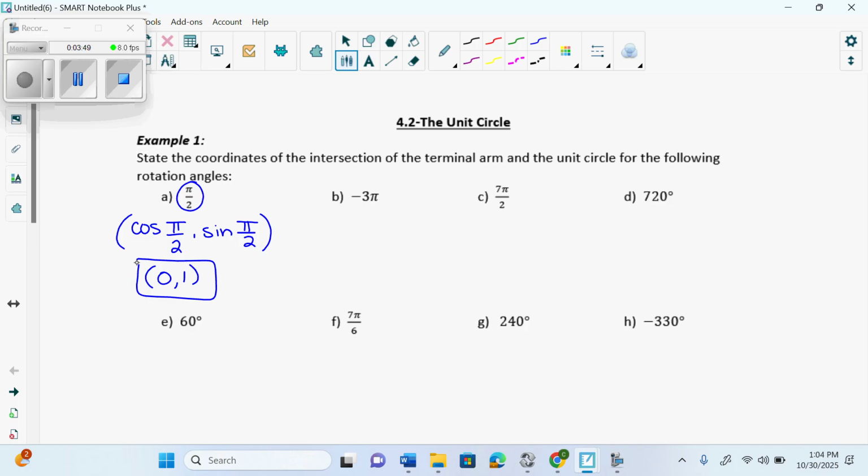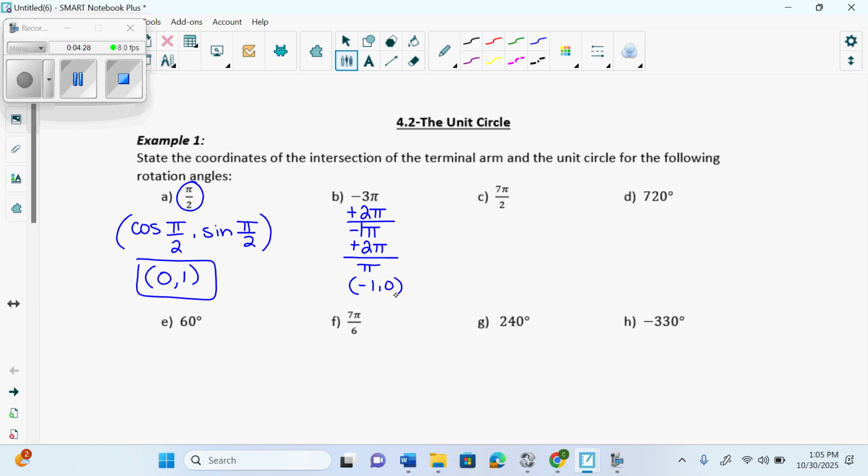So, how do I go about getting negative 3 pi to be between 0 and 2 pi? What do I add to it? 2 pi. Negative 3 pi plus 2 pi is negative pi. Is that on my unit circle? They're all on the unit circle, but is it on the 0 to 2 pi portion? No, so what do I have to do again? Add 2 pi. Negative 1 pi plus 2 pi is? Pi. What's the coordinate at pi? Negative 1 and 0.